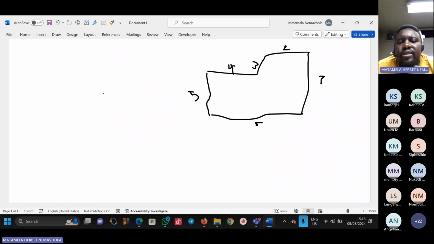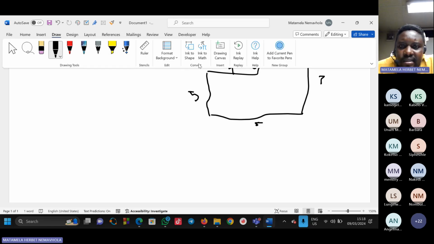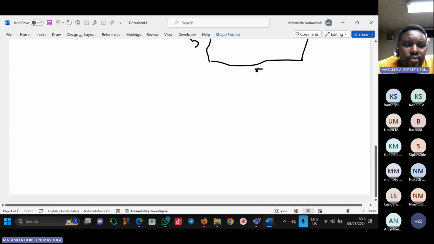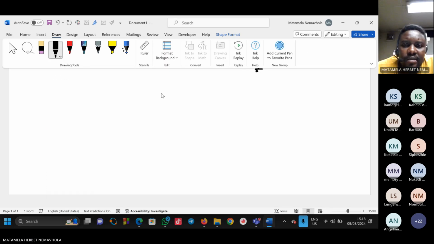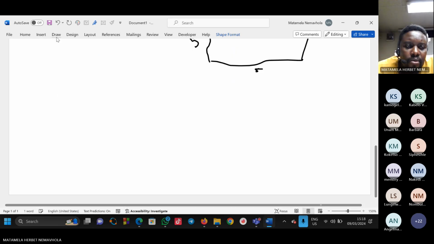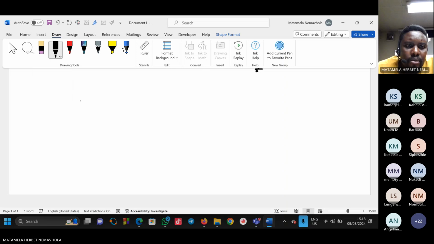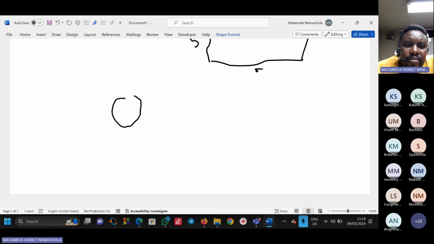The only difference is when you are working with the perimeter of a circle. Let's say this is a circle. The perimeter of a circle is equal to the circumference of a circle. A circle has a radius and a diameter. The radius we call R. So when you get the perimeter of a circle, the perimeter is equal to 2 pi R.